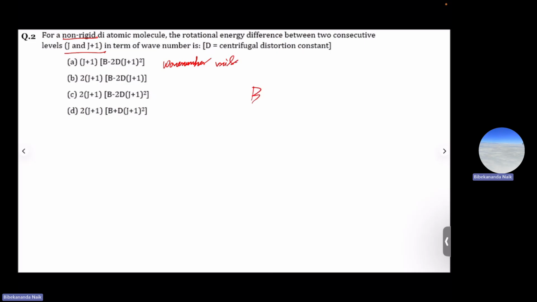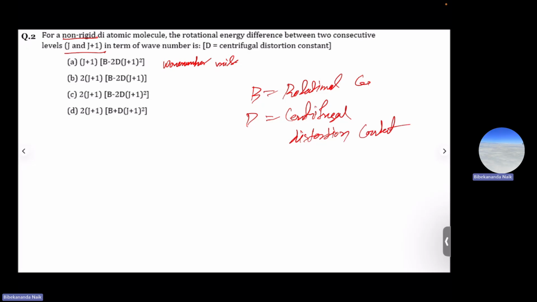B is called the rotational constant, we all know, and D is the centrifugal distortion constant. There are two consecutive levels J and J plus 1, and we need to find out the rotational energy difference between these two consecutive levels.